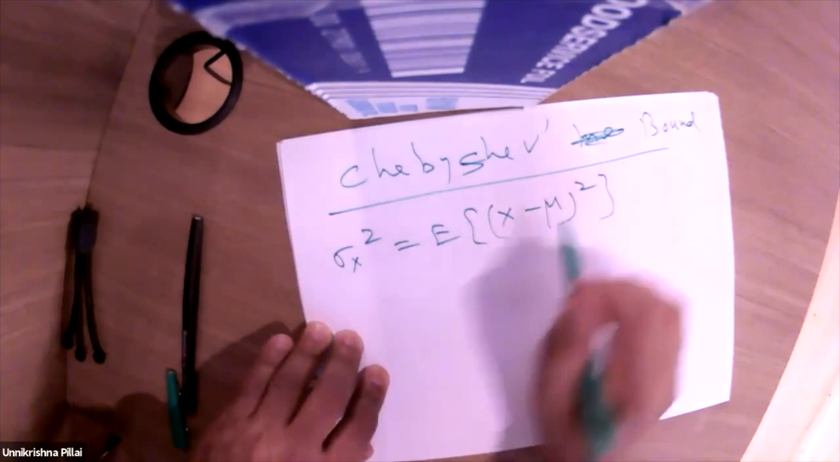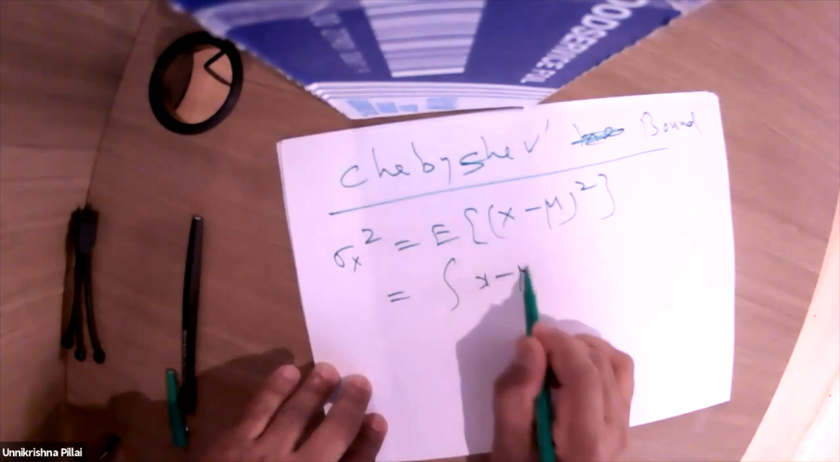So this is by definition integral of (x minus mu) squared f_X(x) dx.